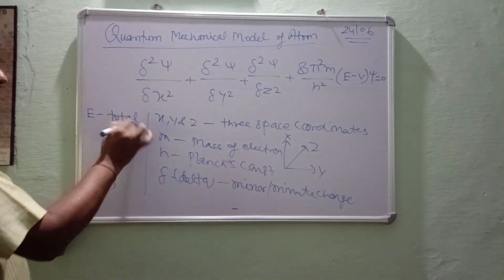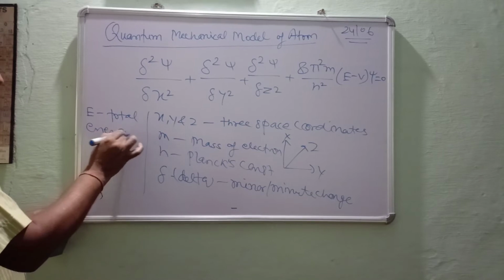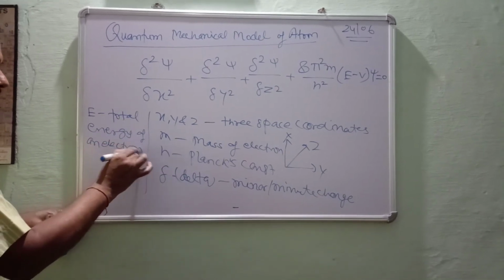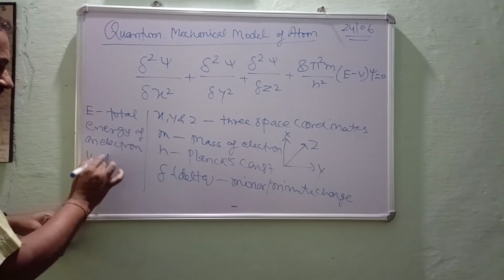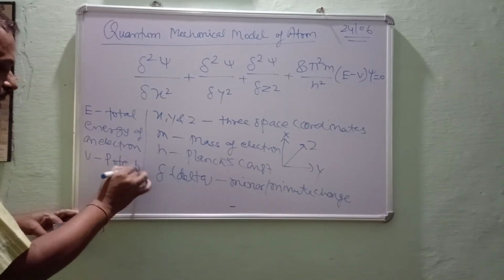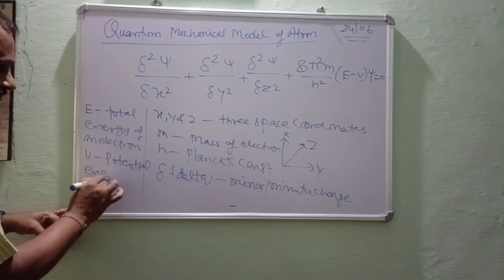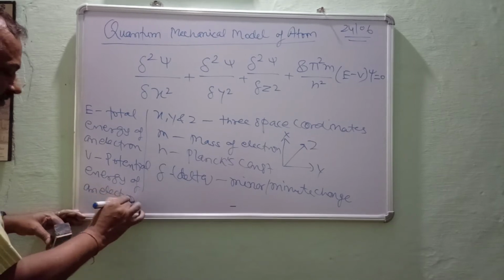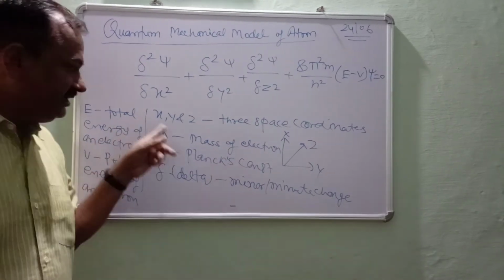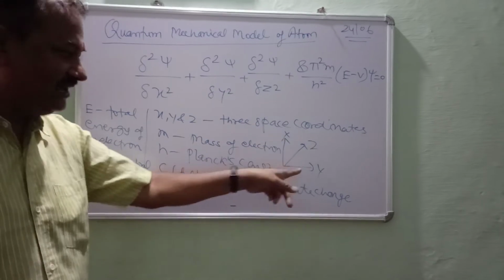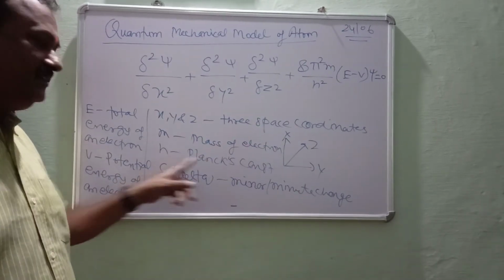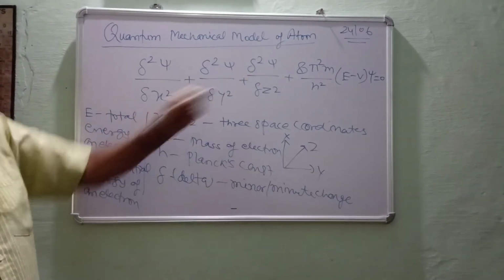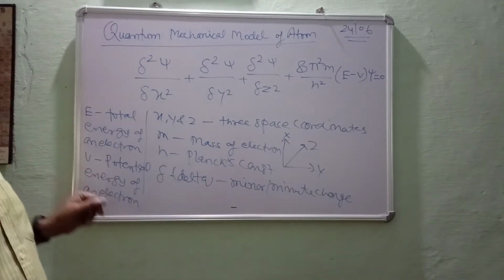E is the total energy of an electron. V is the potential energy of an electron. Again, x, y, z are the three space coordinates, m is the mass of the electron, h is Planck's constant, delta is a minor change, E is the total energy of the electron, and V is the potential energy of the electron.